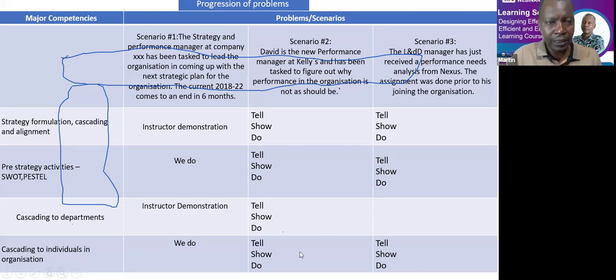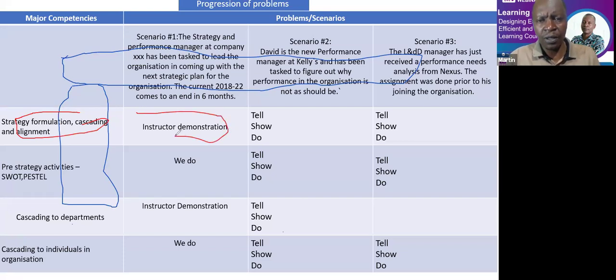Within strategy and cascading and alignment, what will we demonstrate? What are we going to tell? What are we going to show? What are we going to do or have the learners do?